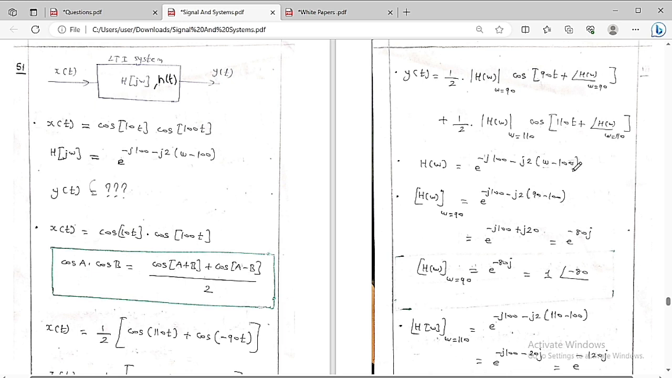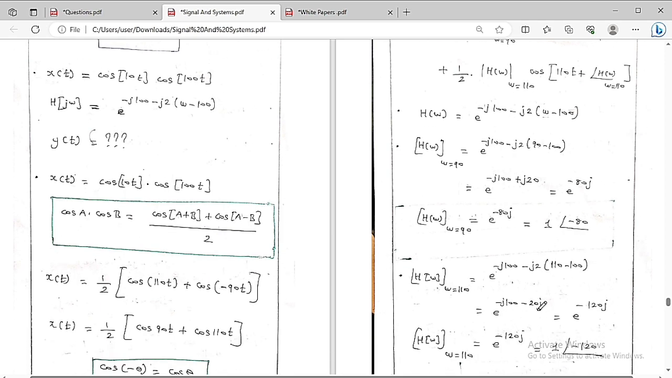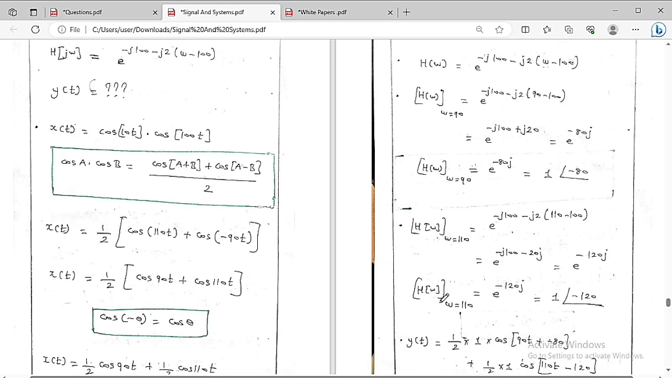110 minus 100 is nothing but plus 10. So plus 10 times minus 2 is nothing but minus 20. So e to the power of minus j 100 minus 20j. If we simplify, we are going to get e to the power of minus 120j. So H of omega at omega equal to 110, we are going to get e to the power of minus 120j.